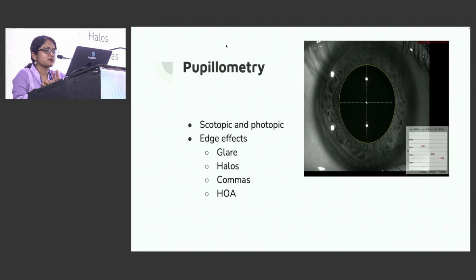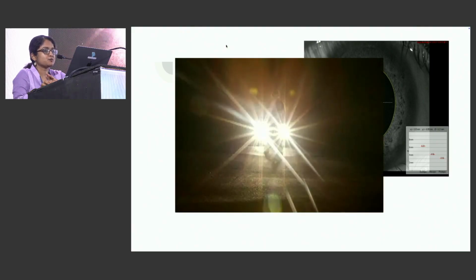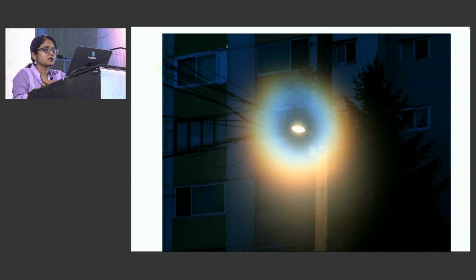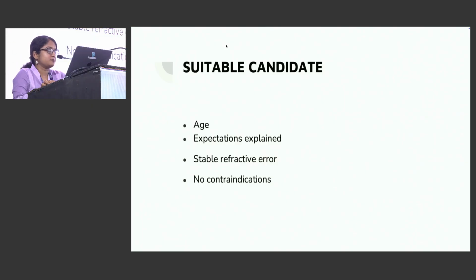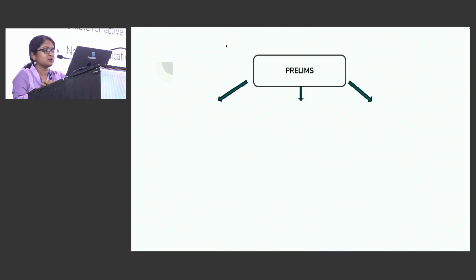Pupillometry is essential because mesopic pupil size predicts glare and halos after surgery. If the pupil dilates beyond the optical zone, night vision quality drops. It also guides optical zone selection and helps in centration. So who is a suitable candidate? A patient who is of appropriate age with refractive stability attained, with expectations explained and no contraindications.